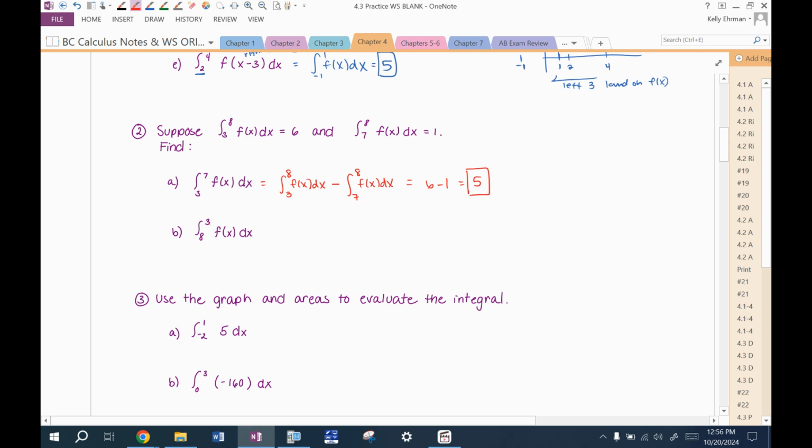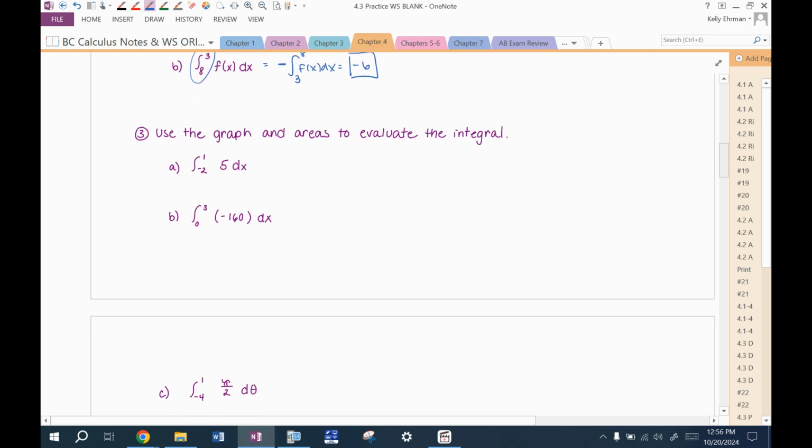The integral from 8 to 3. Anytime you see bounds that are backwards like this, integration limits that are backwards like this, you should set it right by putting a negative out in front and saying it's the integral from 3 to 8 of f of x dx. So that's normally 6, so our answer is going to be negative 6.